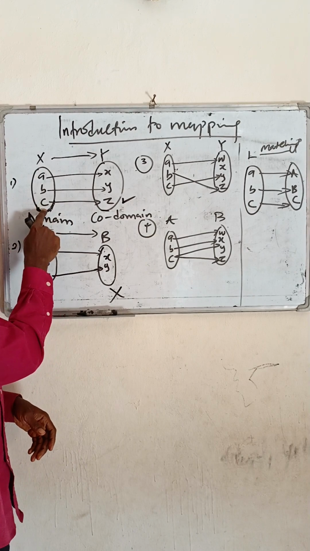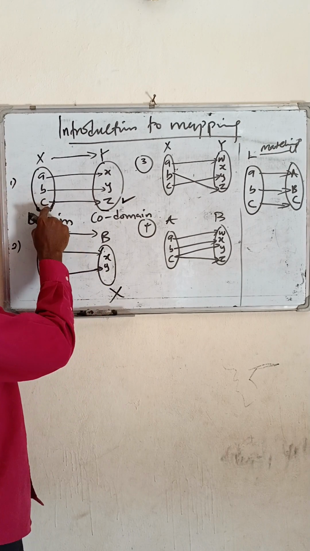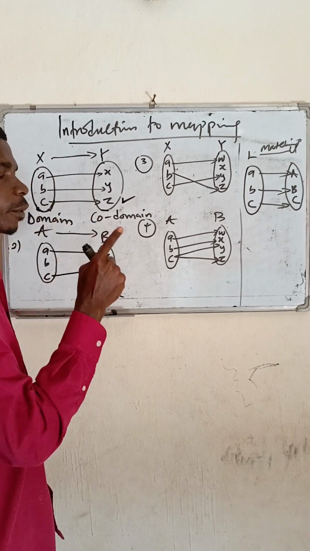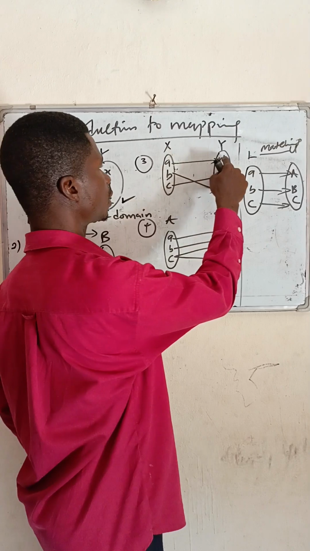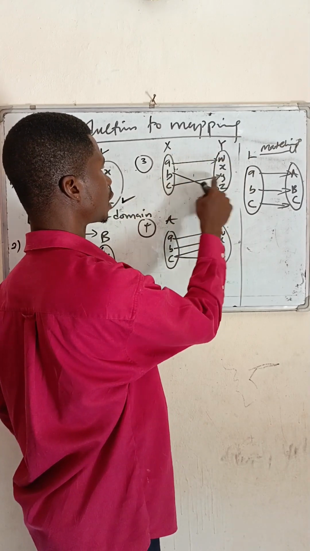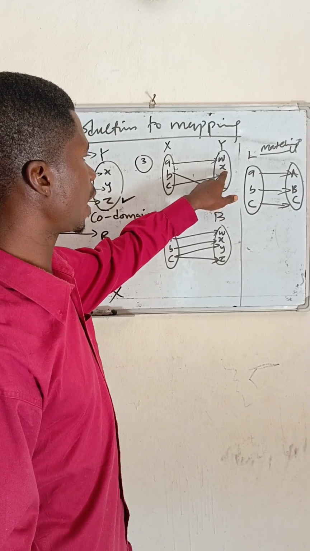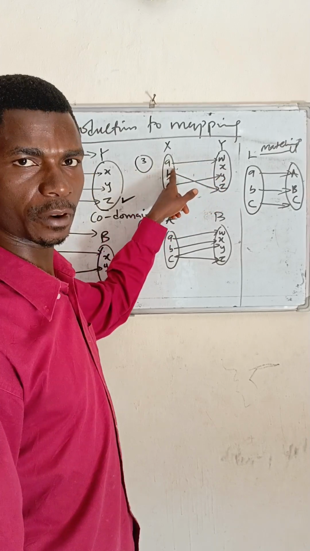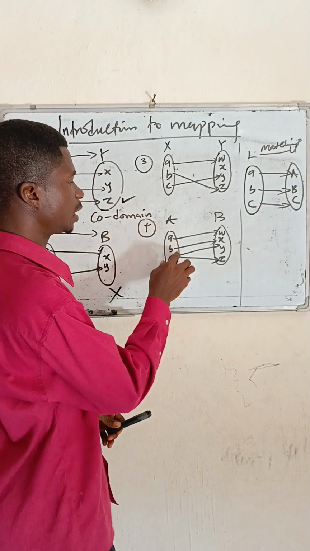Then the second thing you need to know: each element here in the domain must not have more than one image. These are the images. Now, look at this. This has this image. This has this image. This has this image. It is correct. Inasmuch as this one here, S, is not having anyone assigned to it from here, it does not mean that this is not a mapping. This is a mapping.